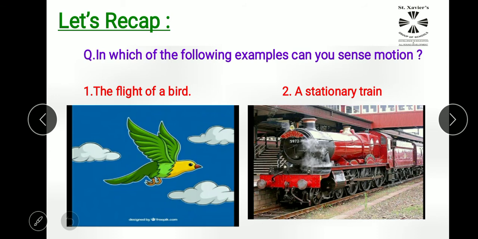When you see the flight of a bird, there is a change in position. When there is a change in position, we can say there is motion. When you see the second picture, a stationary train, stationary means it is not moving. There is no change in place. The train is at one place, and that's why there is no motion.